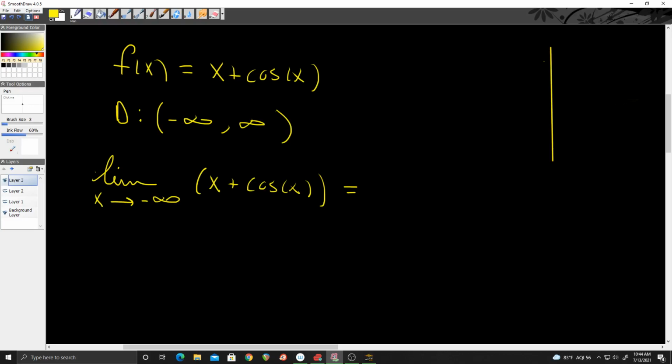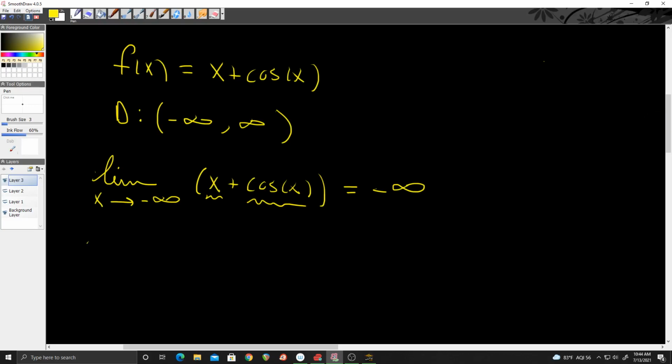And the function cosine, hopefully we remember that cosine is just a wave that oscillates up and down between -1 and 1. So, in other words, this whole thing is going to tend toward negative infinity. Because, again, this one goes to negative infinity. This one, worst case scenario, is +1. Negative infinity plus 1 is negative infinity.